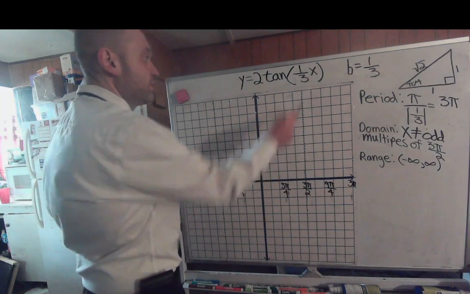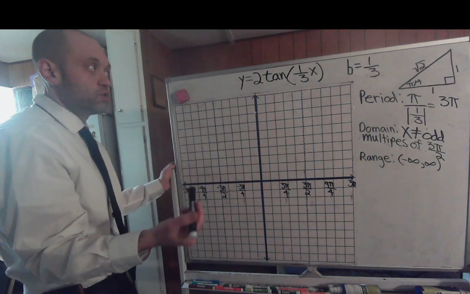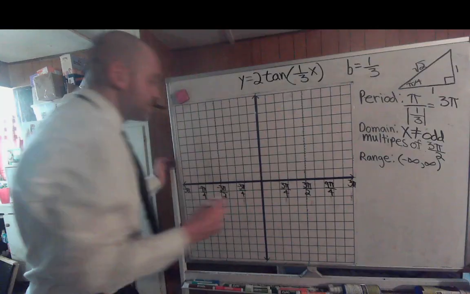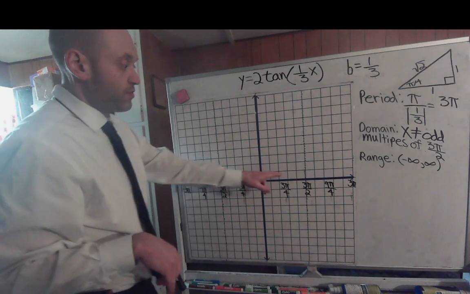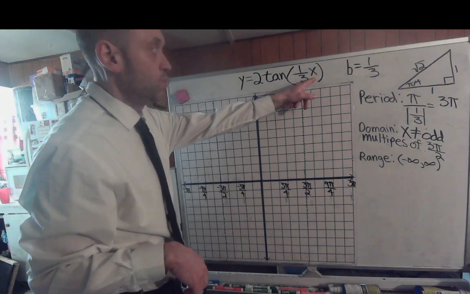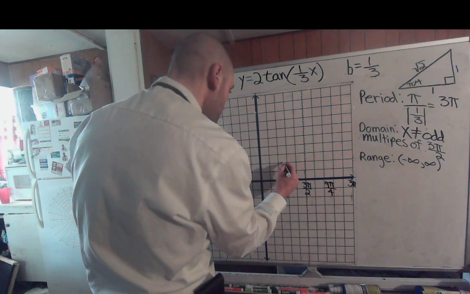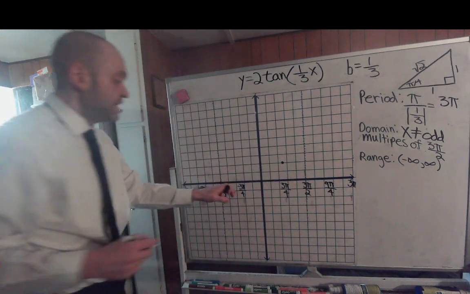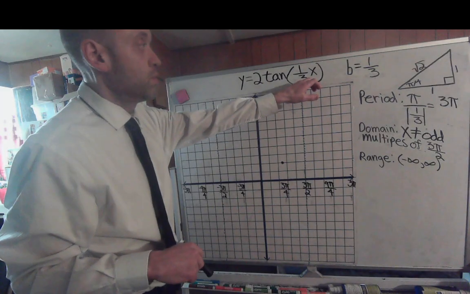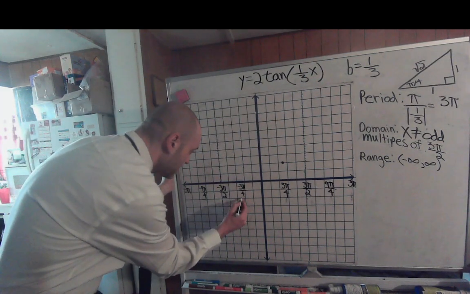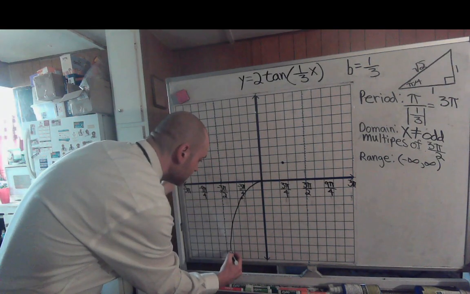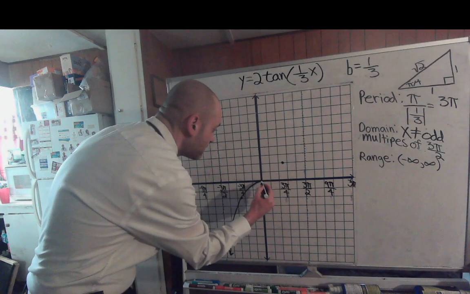So if I put in 0 for x, I'll get the tangent of 0, which is 0. That hasn't changed. Alright, now what if I put in 3 pi over 4? That would just give me the tangent of pi over 4, which is 1, times 2 is 2. If I put in negative 3 pi over 4, that would give me the tangent of negative pi over 4, which is negative 1 times 2 would give me negative 2. So now let's go ahead and plot this, draw our graph.